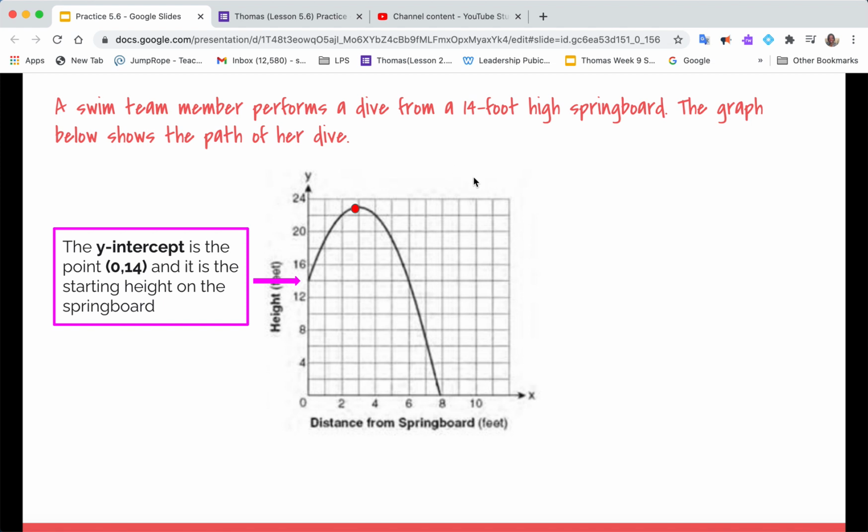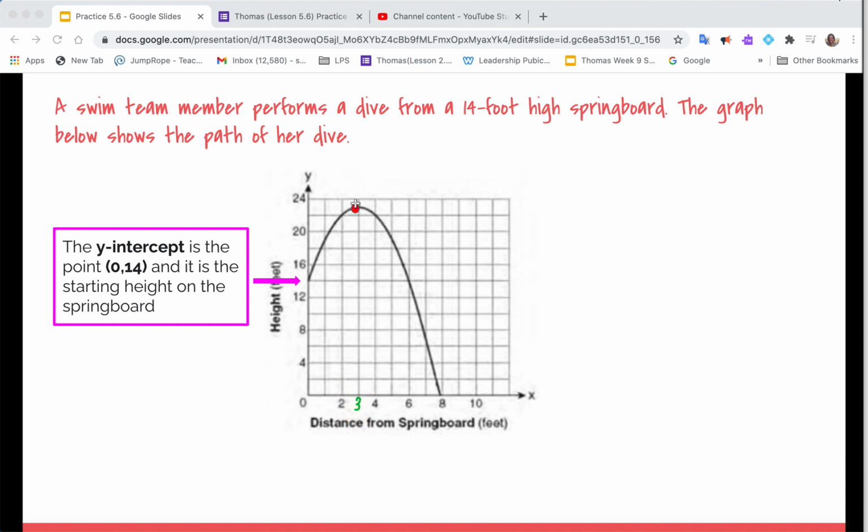The second thing that we're asked to respond to is after 3 seconds, how high is the diver, and what does this mean in this context? So if we're looking at our graph carefully, 3 seconds is going to be between your 2 and your 4, so 3 seconds is right here.